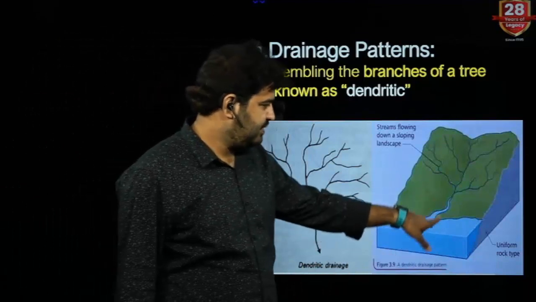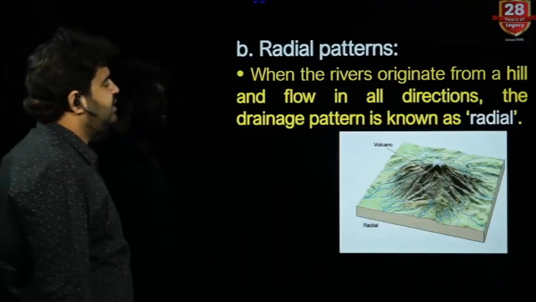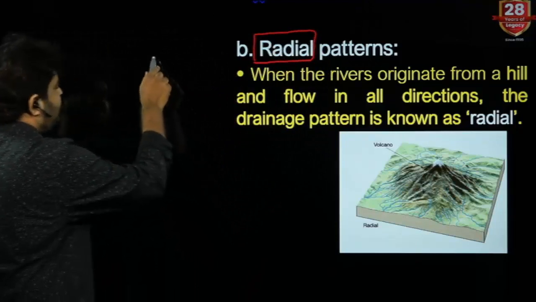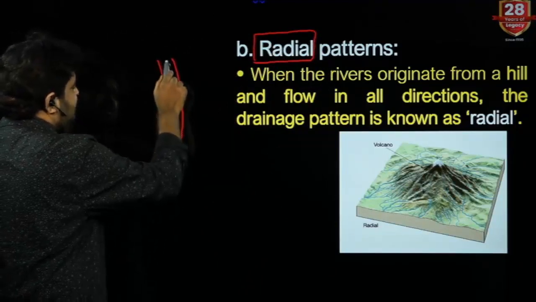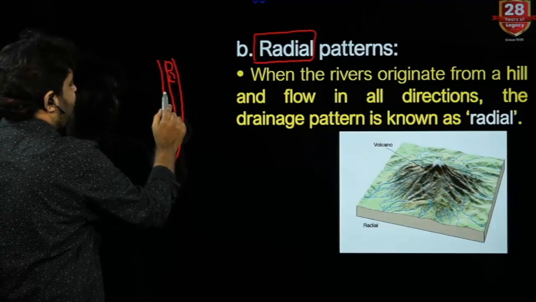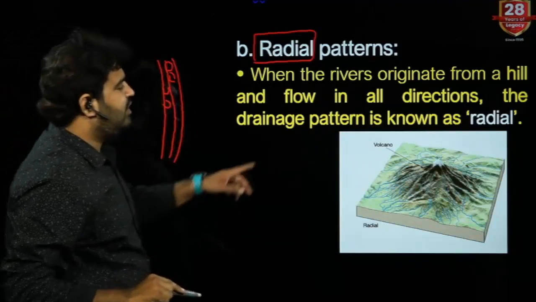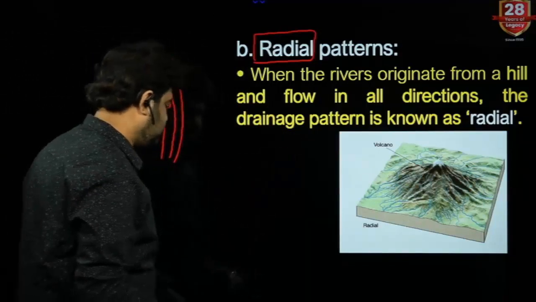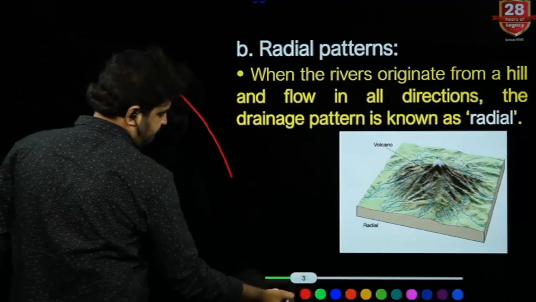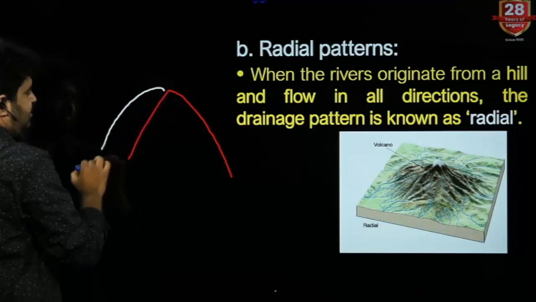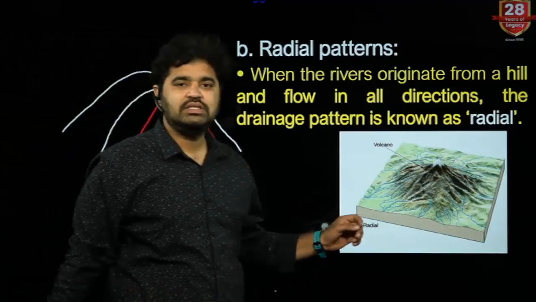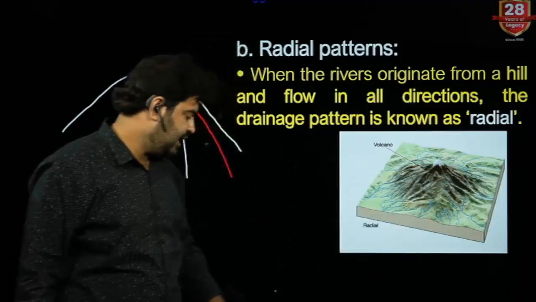Here also you can observe like this. Next, radial pattern. Here the meaning of radial is, as we know, we have two-wheelers. The tires of the two-wheeler are called radial tires. In between the tire, you have lines for grip, and here also we have some kind of squares, all for road grip. So when the river originates from a hill and flows in all directions, this is a hill and the river is flowing in all directions. So when the river is flowing in all directions, that pattern is called radial pattern. Second type of pattern is radial pattern.